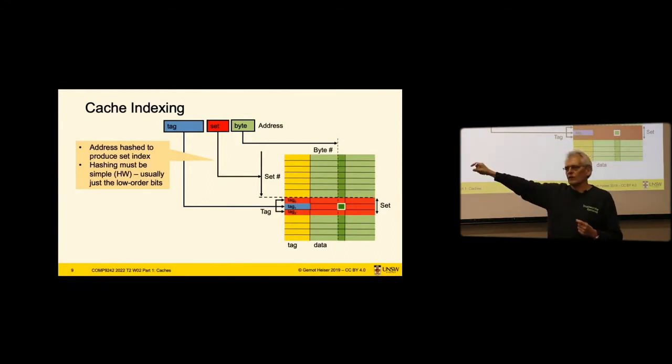So the view then is the cache is an array of sets, and each set is an array of lines. As I said, different caches distinguish between how many lines you have in a set. And then there's a tag. Why do you need a tag?